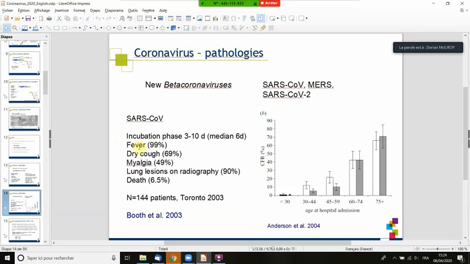Almost everybody had fever, dry cough, myalgia, muscle aches, and everybody had lung pathology. In this group of 144 patients, they had about 6.5% death rate. And when they looked at the age spectrum, almost everybody under 30 survived, and then you've got a higher death rate as you get older, and more men dying than women. So this was SARS coronavirus, 18 years ago. It's very, very similar to what we're seeing now with SARS-CoV-2.